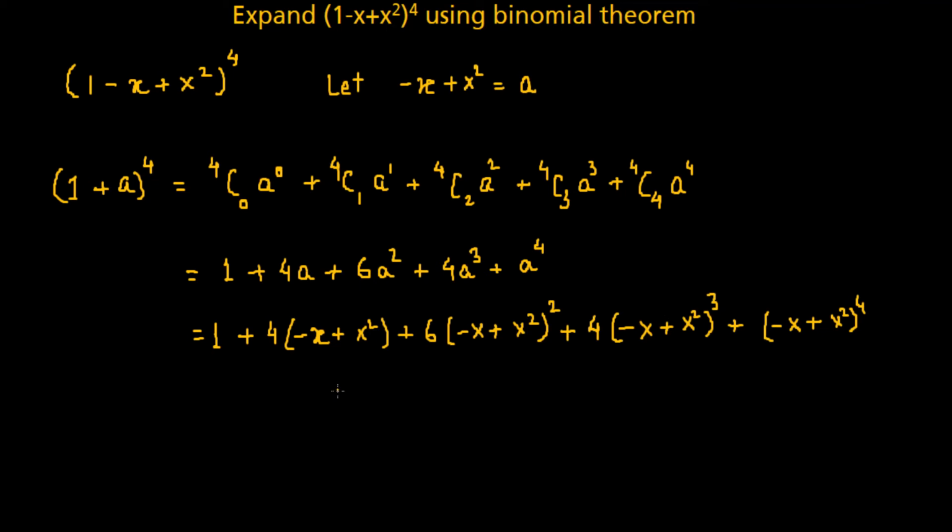Okay, so now I'm not going to apply the binomial theorem to the fourth term, that's the cubic power. I'm simply going to use the formula, the identity a plus b whole cube is a cube plus thrice a squared b plus thrice a b squared plus b cube, so that I can work on the fifth term, which is negative x plus x squared raised to the power 4. This I'm going to expand using the binomial theorem.